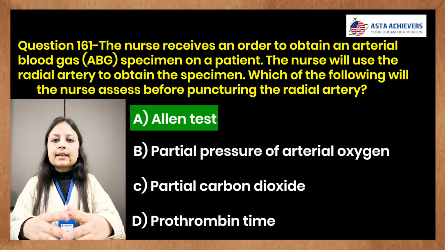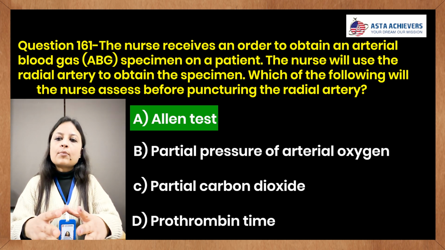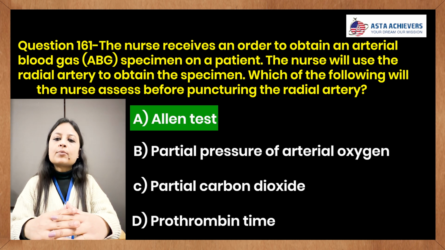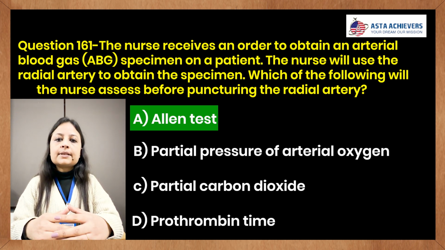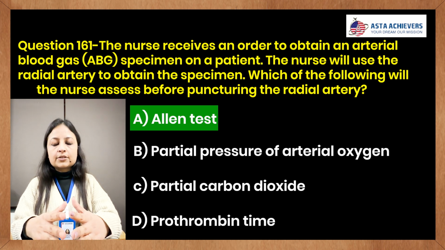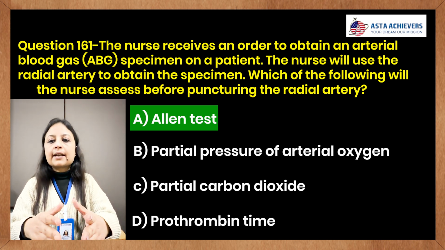Option A, Allen test. Option B, partial pressure of arterial oxygen. Option C, partial carbon dioxide. And option D, prothrombin. So option A, Allen test, is the correct answer, because the Allen test is a physical examination technique used to evaluate the collateral circulation of the hand by testing the patency of the radial and ulnar arteries.